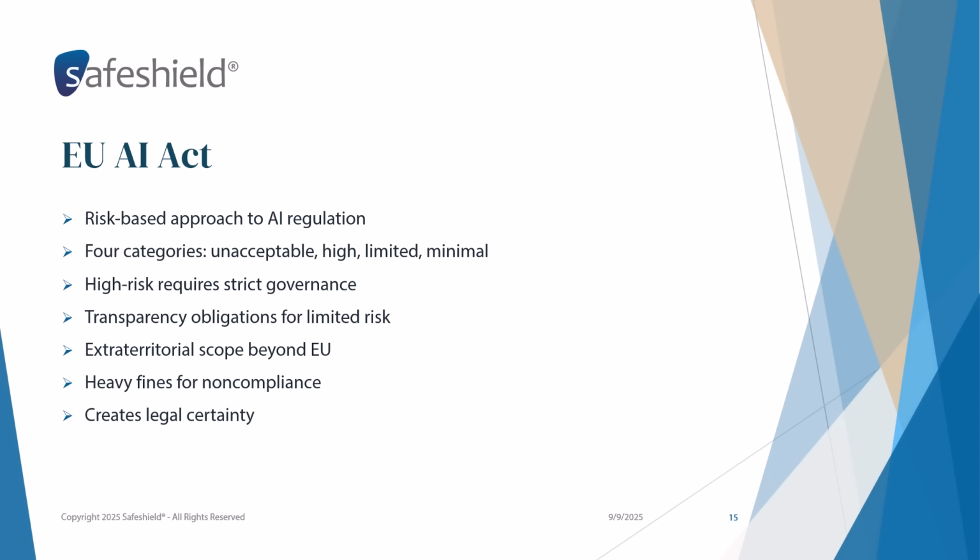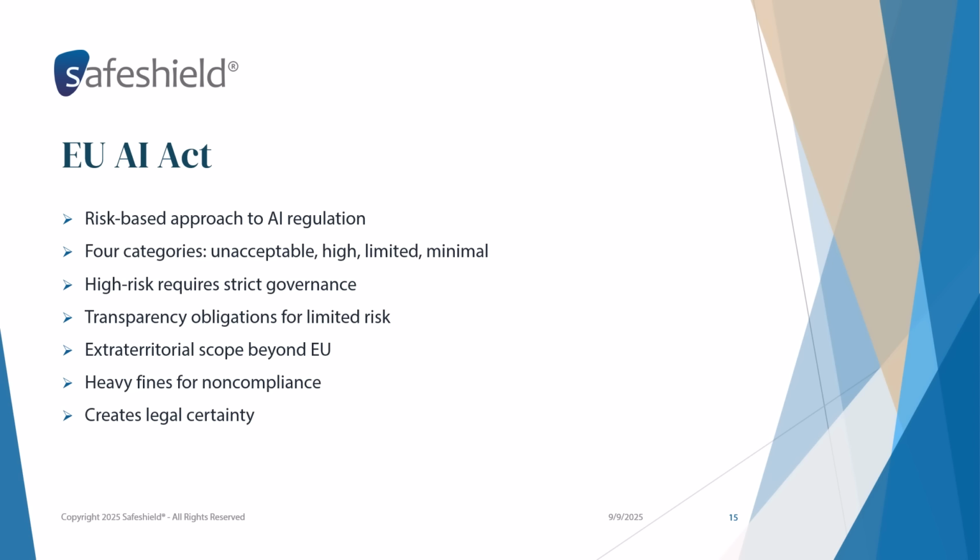Limited-risk AI, such as chatbots, require specific transparency measures to inform users that they are interacting with a machine. Minimal-risk AI, like spam filters, faces no additional obligations. The EU AI Act aims to strike a balance between protecting fundamental rights and safeguarding society, while supporting innovation by setting clear, predictable rules. Compliance requires organizations to implement governance measures, conduct conformity assessments, and maintain records of compliance.